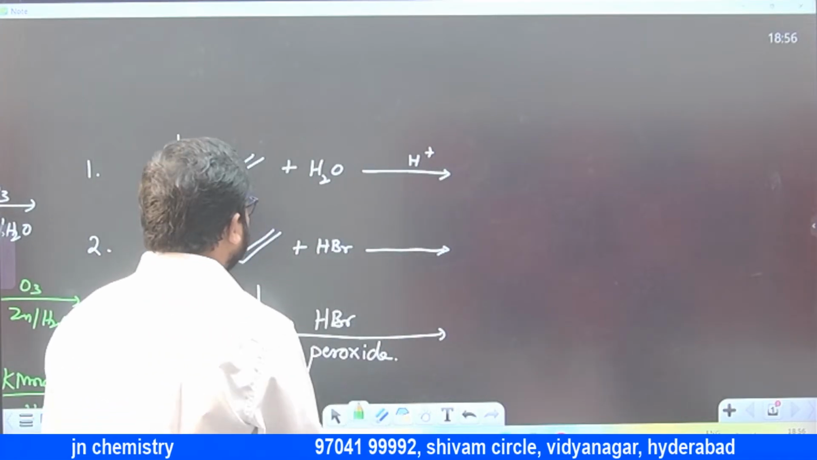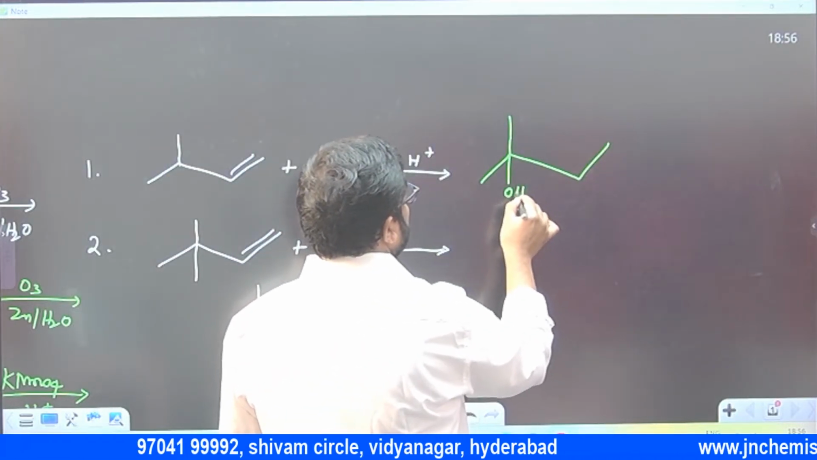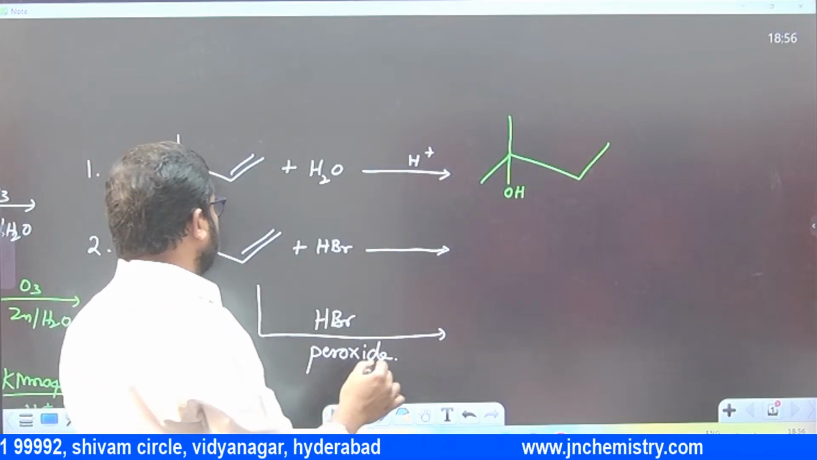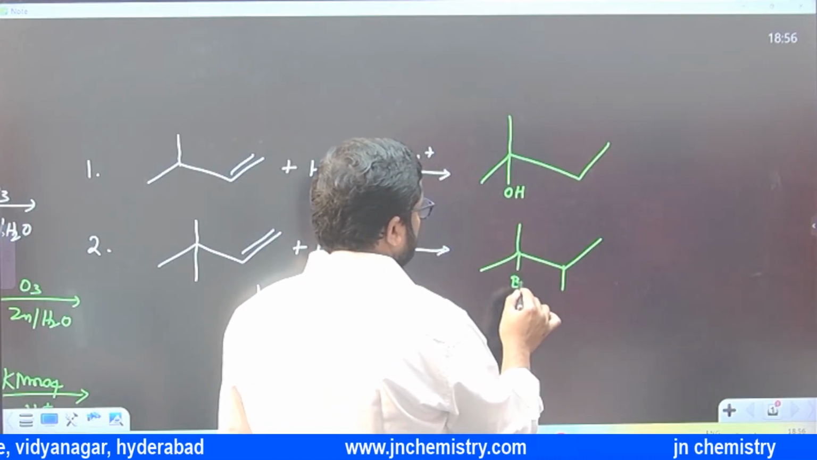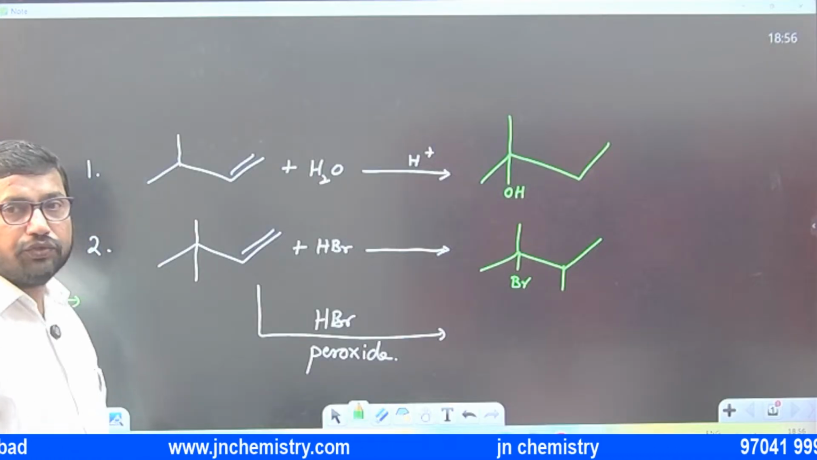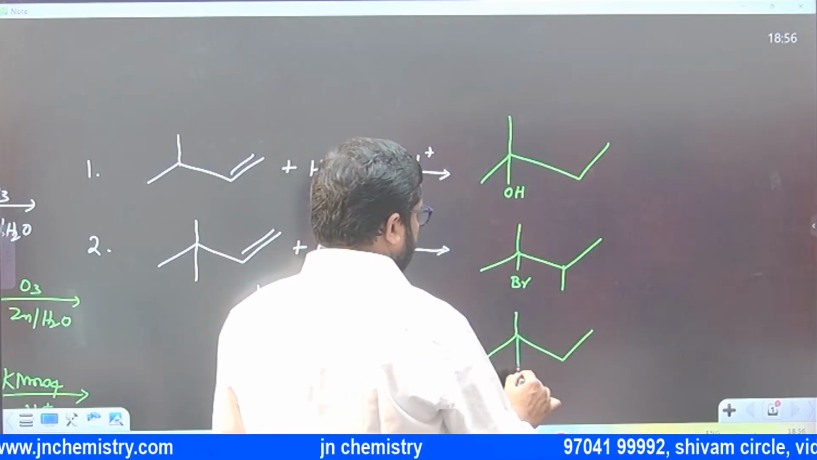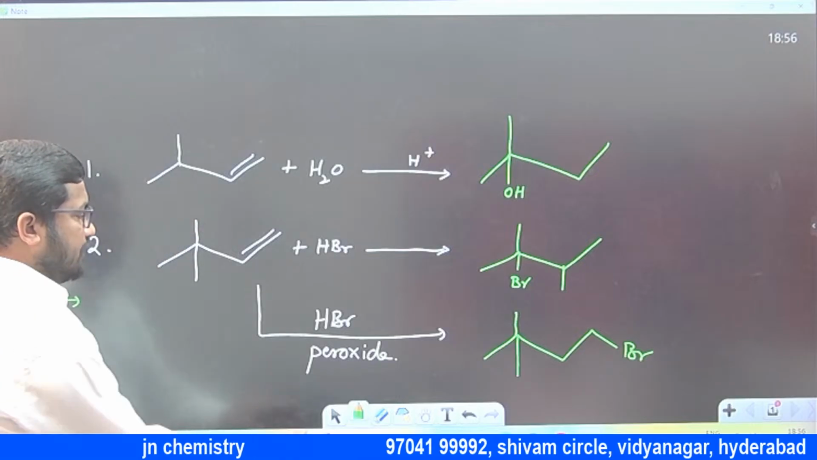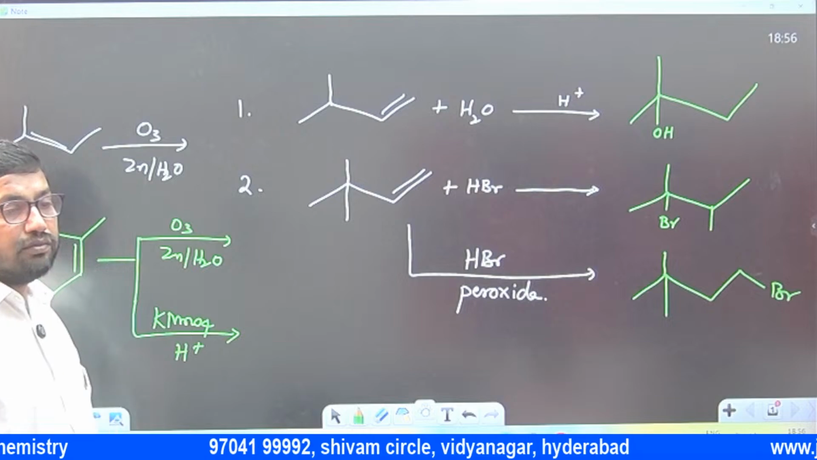The first one. Here we will get the OH. In this case, the methyl shift takes place because this is electrophilic addition. So when we are using the peroxide, free radical addition reaction, you get the Br over here. Write the products. Come on, write it down.